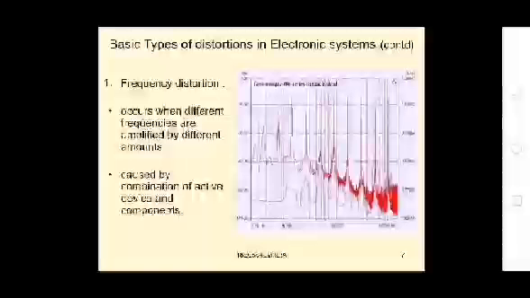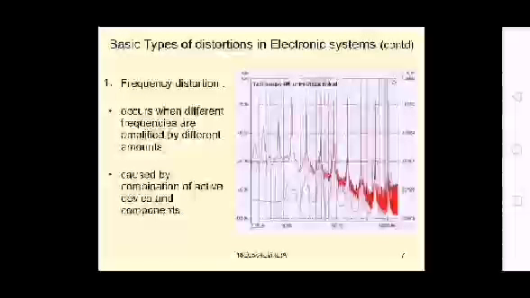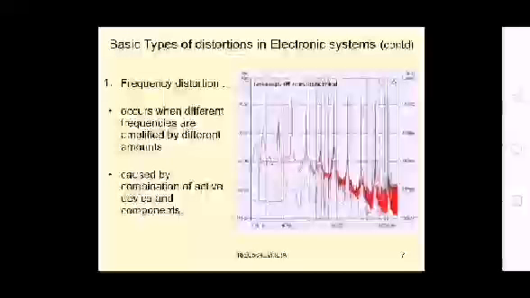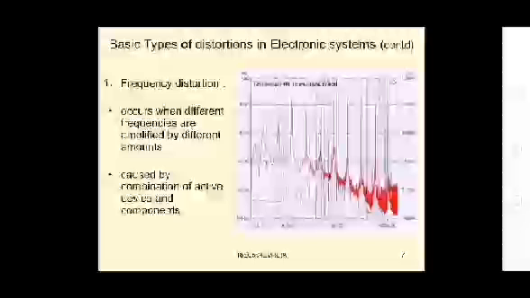Frequency distortion occurs when different frequencies are amplified by different amounts. It is caused by a combination of active devices and components, and you can see the frequency distortion, that is amplitude versus frequency, on the spectrum analyzer. So you can see the distortion.